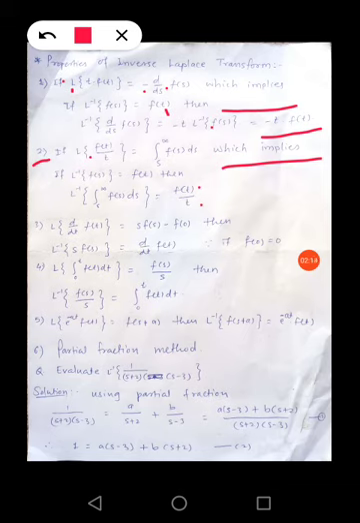So we have to change the position of this operator and write the property as it is. If here it is L, then on this side it will become L inverse, because it is a one-one and onto function.